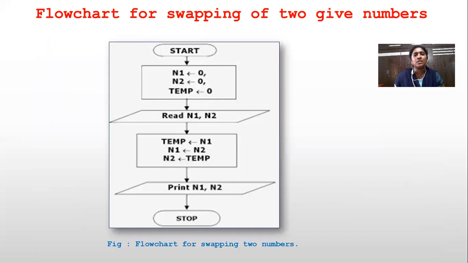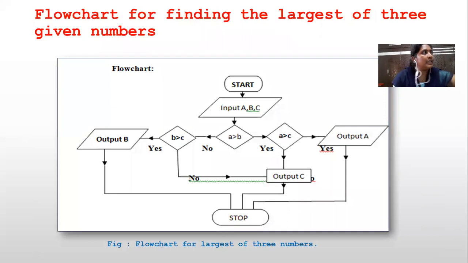This is a simple flowchart to represent the swapping of two given numbers. Start, and then we are assigning the value 0 to n1, n2, and temporary variables. They are nothing yet. Now we are reading only two variables, which are n1 and n2. Now comes the swapping process, and then we have to print both the results using a parallelogram symbol. And then the flowchart for finding the largest of three given numbers. This is the flowchart which you can draw when decision making statements are there.